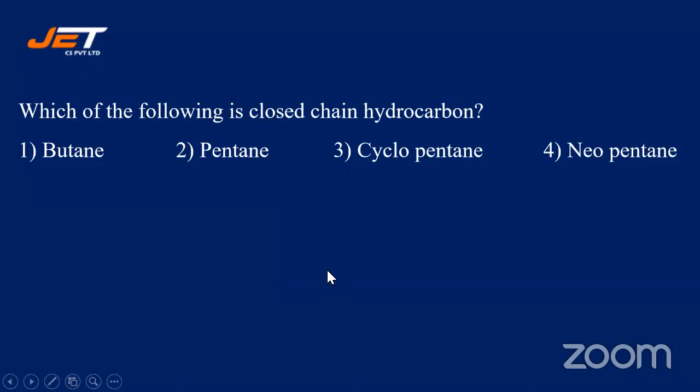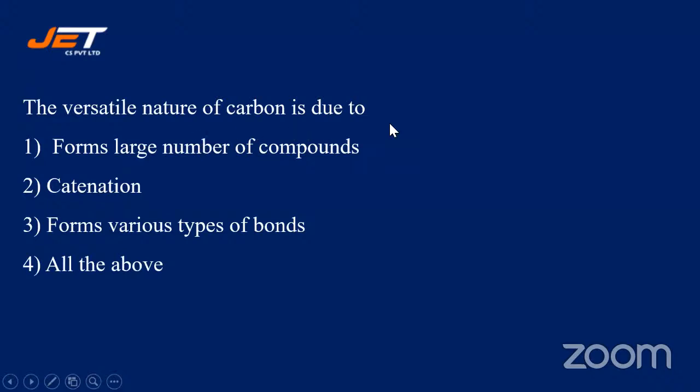Which of the following is a closed chain hydrocarbon? Yes, it is cyclopentane. Cyclopentane is a closed chain hydrocarbon. Let us move to the next one. The versatile nature of carbon is due to.